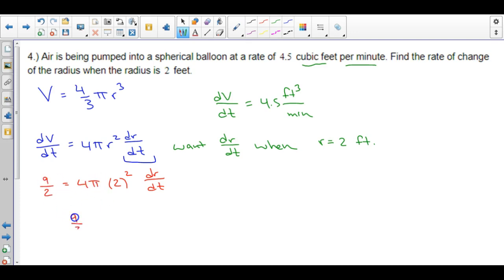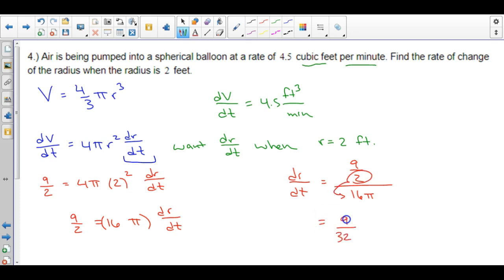So I'm going to leave this as 9/2 is equal to, the 2 squared here is 4, and I already have a 4 here, so that's going to be 16 pi and dr/dt. And we can treat this whole thing like it's a constant. So dr/dt is equal to 9/2 over, and I'm just going to bring that 16 pi to the other side. And then the 16 is really over 1, so this 2 is going to just drop to my denominator. And dr/dt is going to be equal to 9/(32 pi).